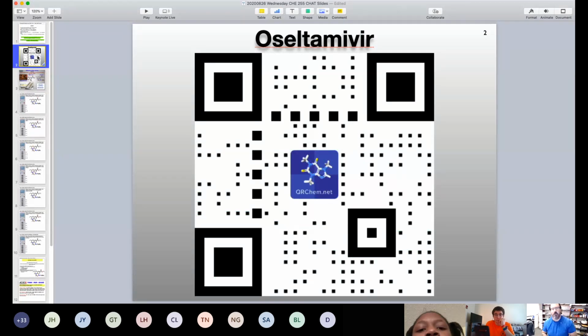So here's our molecule of the lecture QR code called Tamiflu. So if you want to get your phone out, scan that, bring up the qrchem.net.